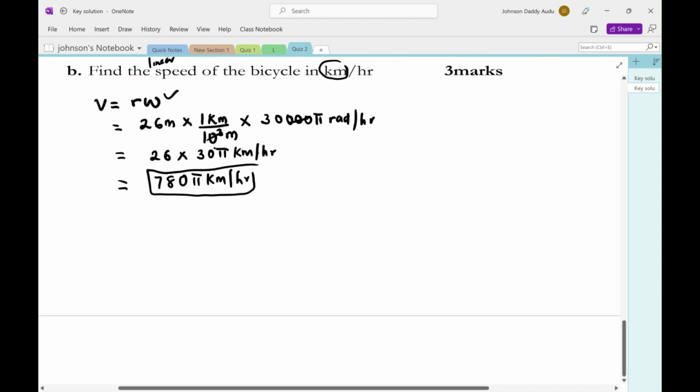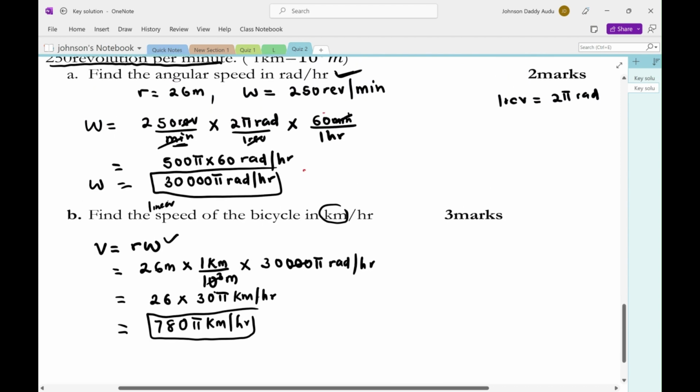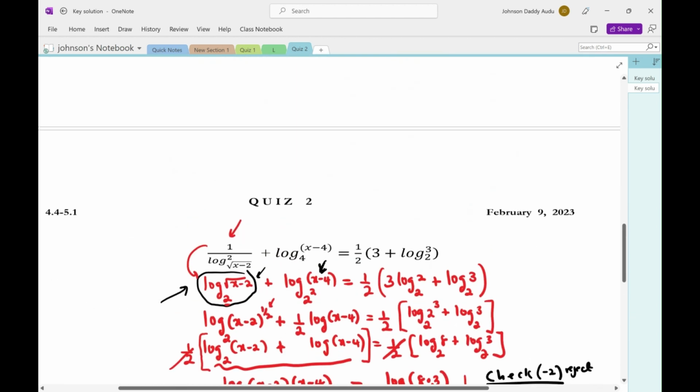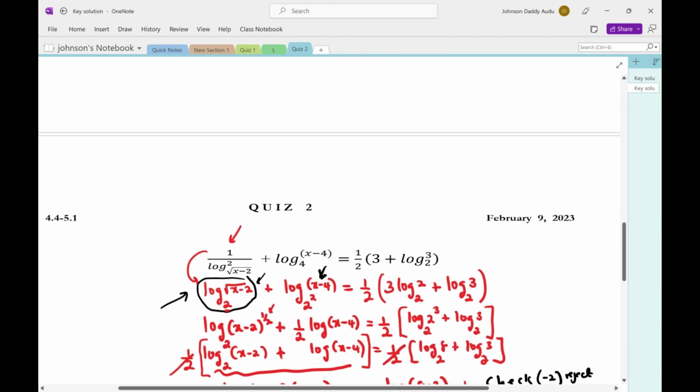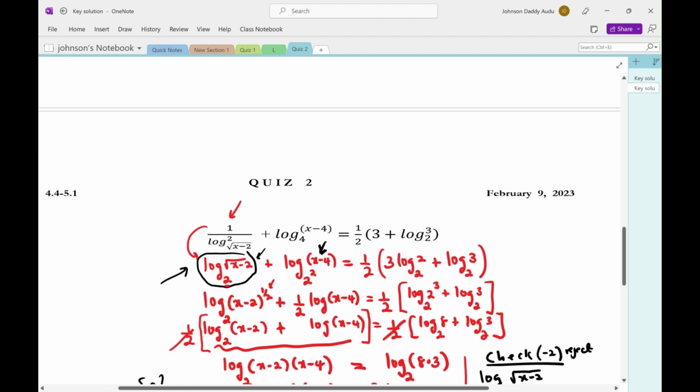All right. So I think that's the end of the solution to these quiz problems. These problems are from 4.4 to 5.1. That's exponential equations, logarithmic equations, and also circular motion.